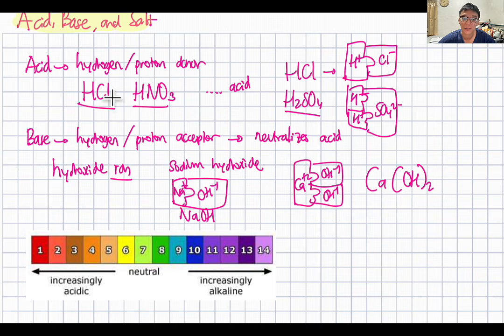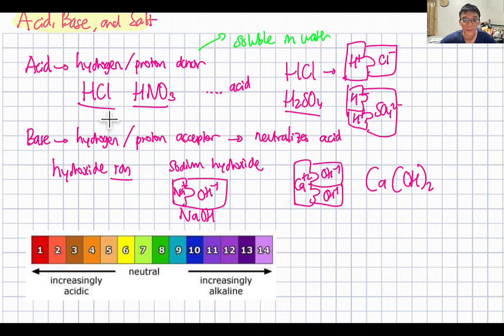And you see that all of these are usually formed through ionic bonds. So if you submerge them in water, they will usually be dissociated or ionized. Acid must always be soluble in water. While for base, it depends.